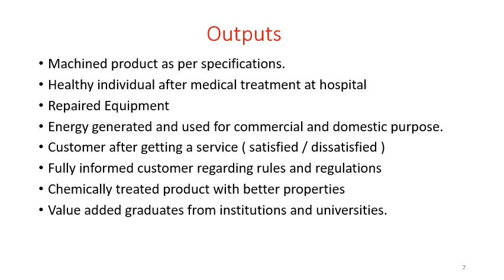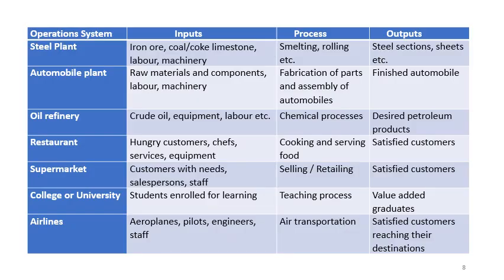Let us move to the next slide. Now these are basically the examples which I already told you. So operation system, inputs, process and outputs. If I classify a steel plant as an operations system, the inputs are, of course, the iron ore, the coal, the coke, limestone, labor, machinery, etc. The processes are the different smelting, rolling processes, and various other processes. There are a lot of processes here. What are the outputs? Steel sections and sheets, etc.